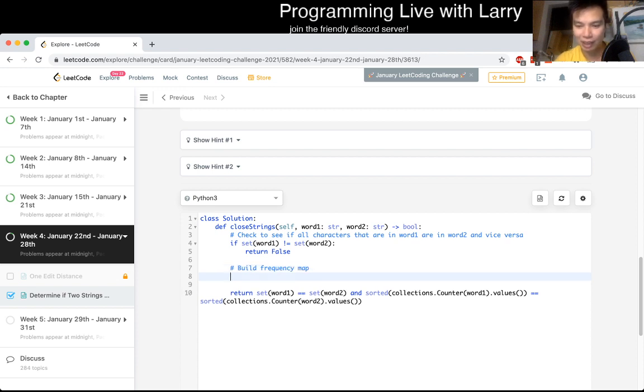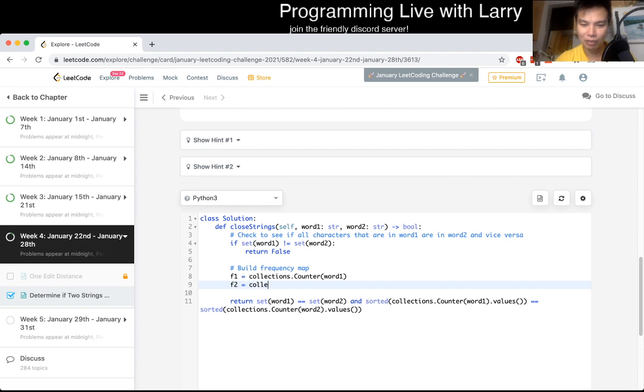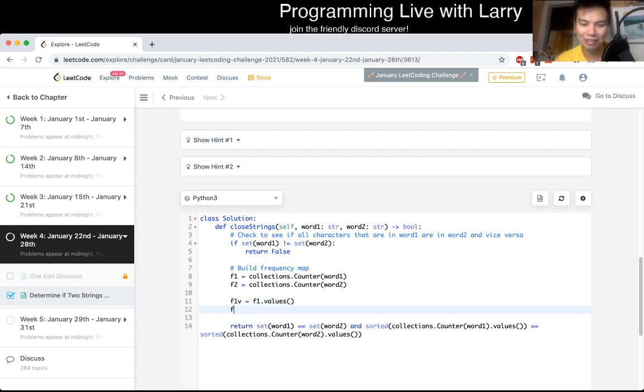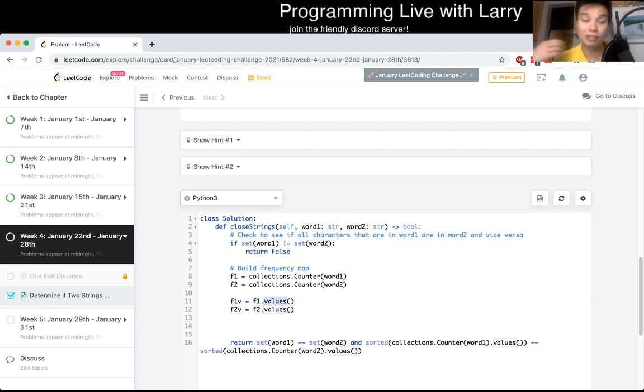So then we have something like F1 for frequency 1 is equal to collections.Counter of word 1. F2 is the same, but for word 2. And then now we only care about the values, so maybe you could do frequency 1 values, something like that. I know the naming is terrible, but I hope you're following. So this only looks at the values because we don't care about the keys, which are the characters, right? And of course, here we have at most 26 characters, same as the set.